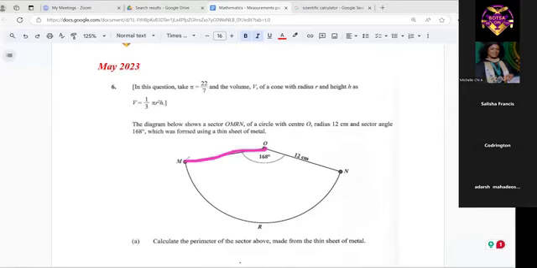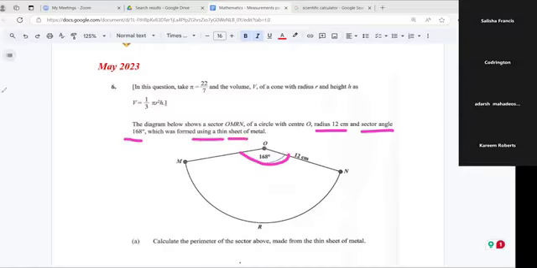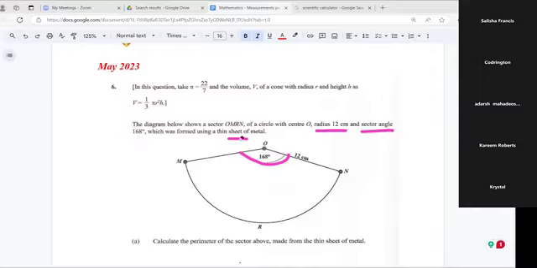So OMR to M. Now I'll get into the sector of a circle with center O. So O is the center of the circle. Radius 12 cm. Sector angle 168 degrees. Good morning, Kareem. Said which was formed using a thin sheet of metal. Okay, so the first thing they want us to find is to calculate the perimeter of the sector above made from the thin sheet of metal.